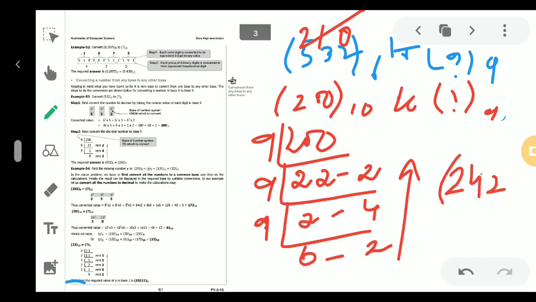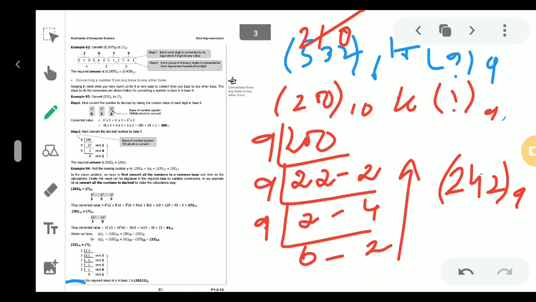242 base 9. So 532 base 6 to base 9, the final answer is 242 base 9. Hope this sum is clear.